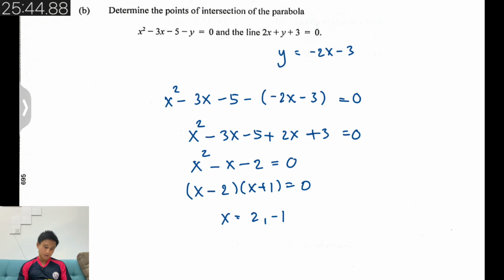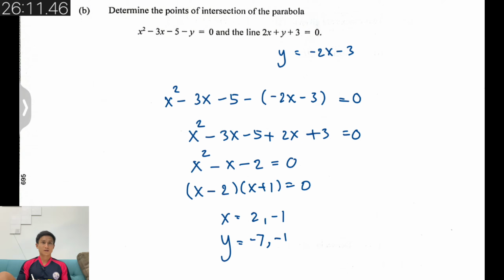If we plug that into the linear equation correspondingly, we're going to get y. The first one, plugging x equals 2 in, we get 2 in here. So that's 4 plus 3, 7. So y is going to be minus 7. And then if we plug minus 1 in as well, we get minus 2 there. Minus 2 plus 3, we get 1. So y will be 1.